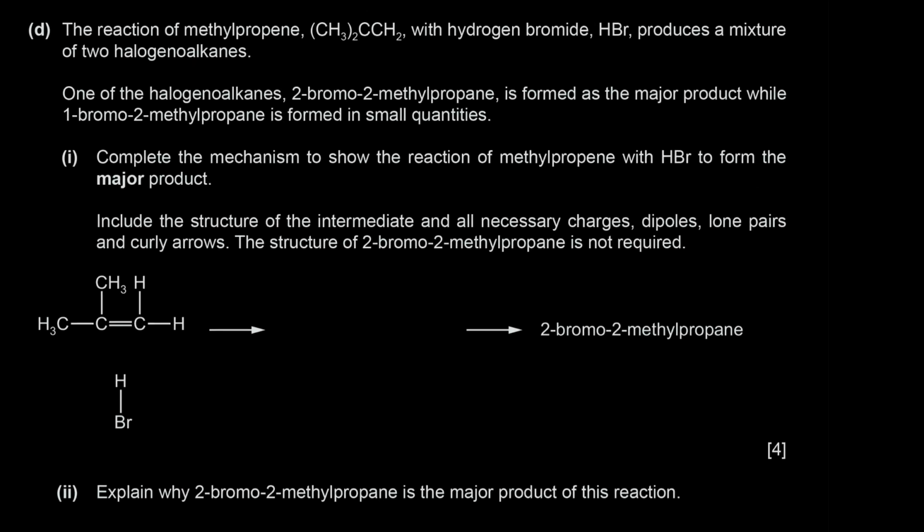The reaction of methyl propene with hydrogen bromide produces a mixture of two halogenoalkanes. One of the halogenoalkanes, 2-bromo-2-methylpropane, is formed as a major product, while 1-bromo-2-methylpropane is formed in small quantities. Complete the mechanism to show the reaction of methyl propene with HBr to form the major product. Include the structure of the intermediate and all necessary charges, dipoles, lone pairs, and curly arrows. The structure of 2-bromo-2-methylpropane is not required.